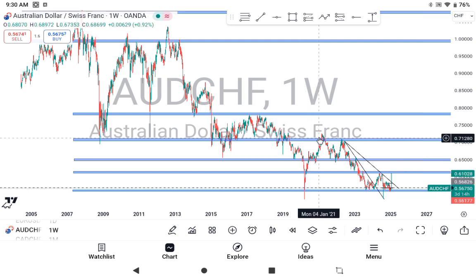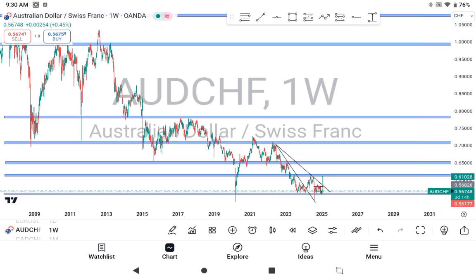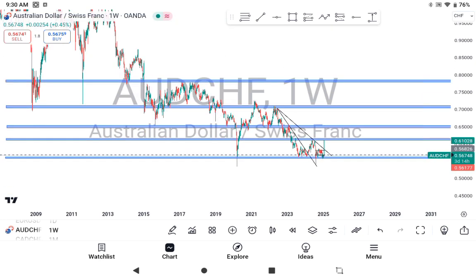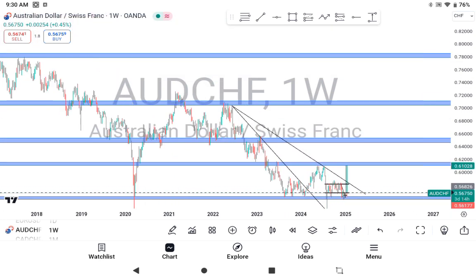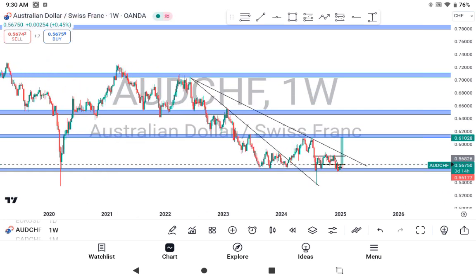It pulled back again for a second attempt. That level rejected the price, and as you can see, we have a double bottom on that key level of support. Now we have seen what we need to see on AUD/CHF on the higher time frame.